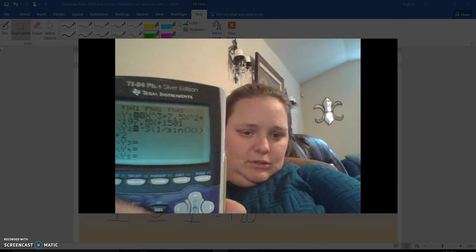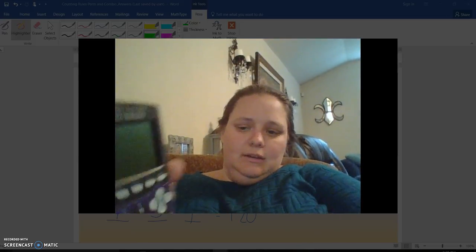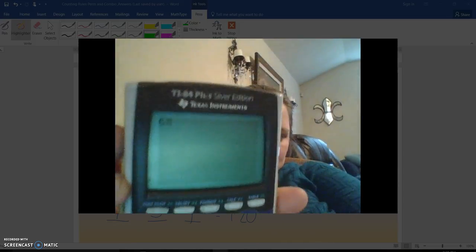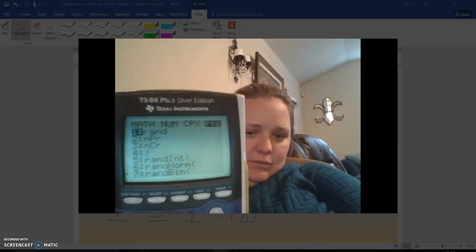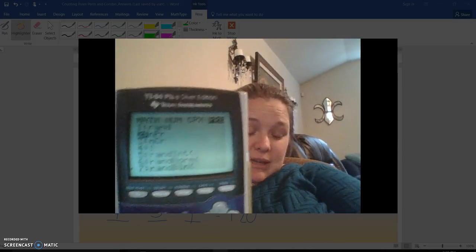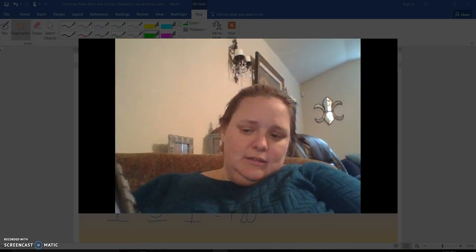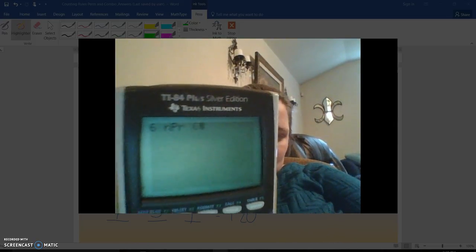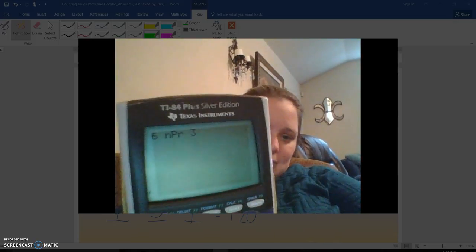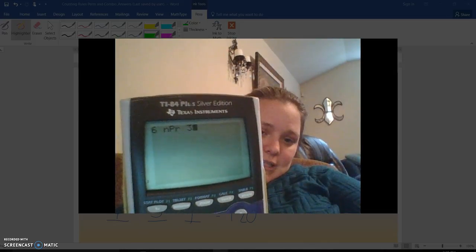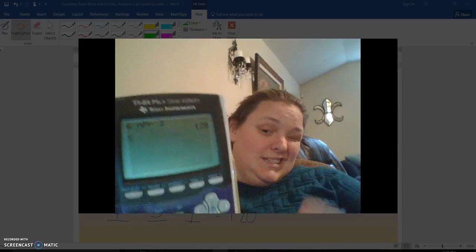Then we're going to go over there to probability, and then that P, because we're in permutation. And then we're going to write 3, not 6. It's hard to do it backwards. So 6, P, 3 for permutation, and it tells us 120, which is exactly what we got.